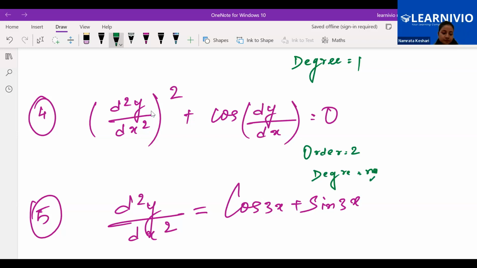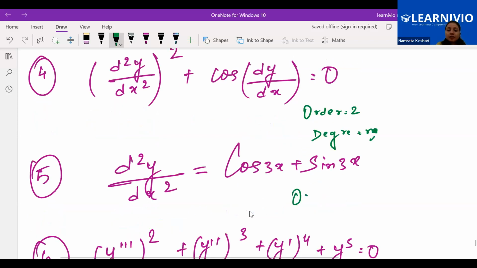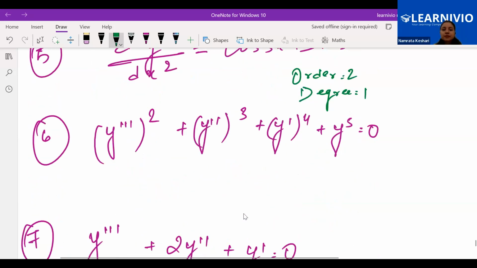Next one. Order is 2, degree is 1. Exactly. Order 2 differential equation it is, and degree, the highest power of that is 1. Next one. Order is 3, degree is 2. Degree? 2. Exactly.